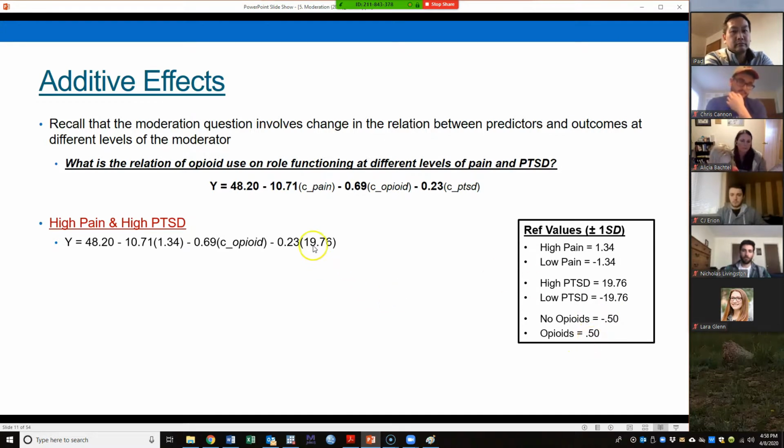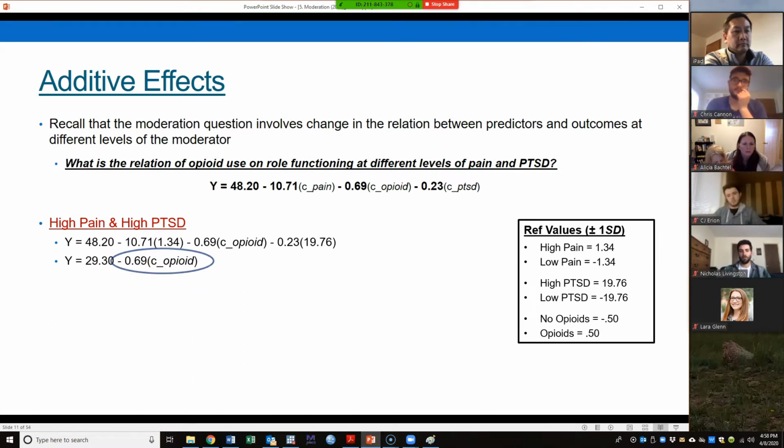So if I go through and plug in high levels of PTSD, 19.76, and high levels of pain, 1.34, and run this out, I find that the unique effect of opiate use on role functioning at high levels of pain and PTSD is negative 0.69.